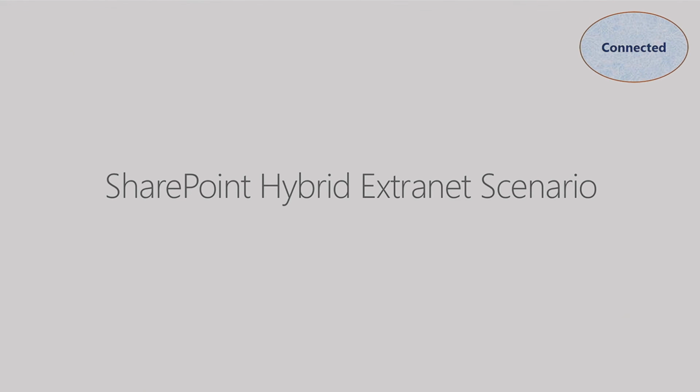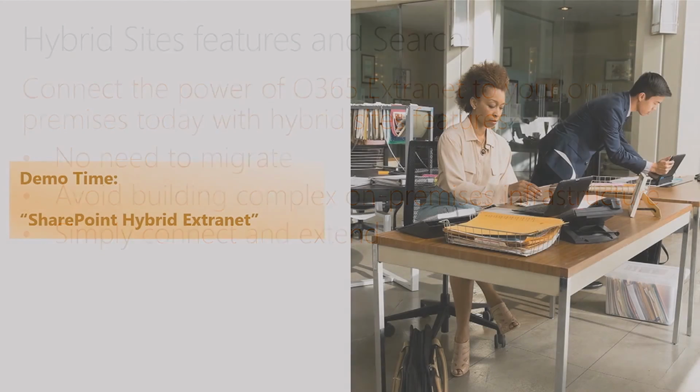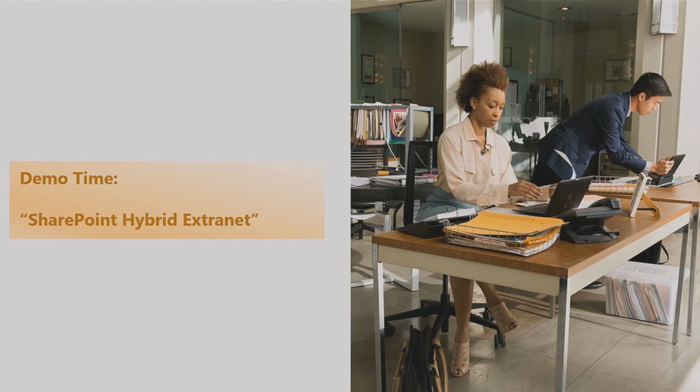So the hybrid extranet scenario is all about enabling you to start leveraging and extending your on-premises capabilities with that extranet scenario in the cloud. The idea is with hybrid sites features and search, you can connect your on-premises team sites. You can keep everything where it is today. You don't need to migrate it, transform it, or move it anywhere. You can simply connect it and extend it with the Office 365 extranet scenarios that we saw earlier. So you can avoid continuing to invest in building on-premises extranet and simply start extending your capabilities with the cloud. I'm just going to dive right into the demo really quickly. Let me switch over.